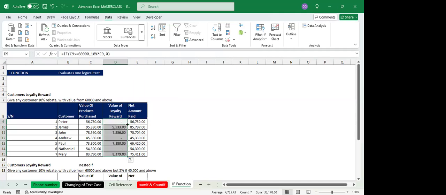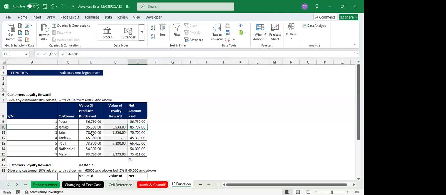But if I drag down, can you see for all of them? Look at this guy now. Does he buy up to 60,000? Yes. Will he get a discount? Yes, a 10% discount. What is the value of that discount? It has calculated it for me by itself and says it is 9,533 naira. Now, what will he pay at the end of the day? It means it's this amount minus this amount, and at the end of the day, it becomes 85,797. We are using naira, for example. Do you understand it now?